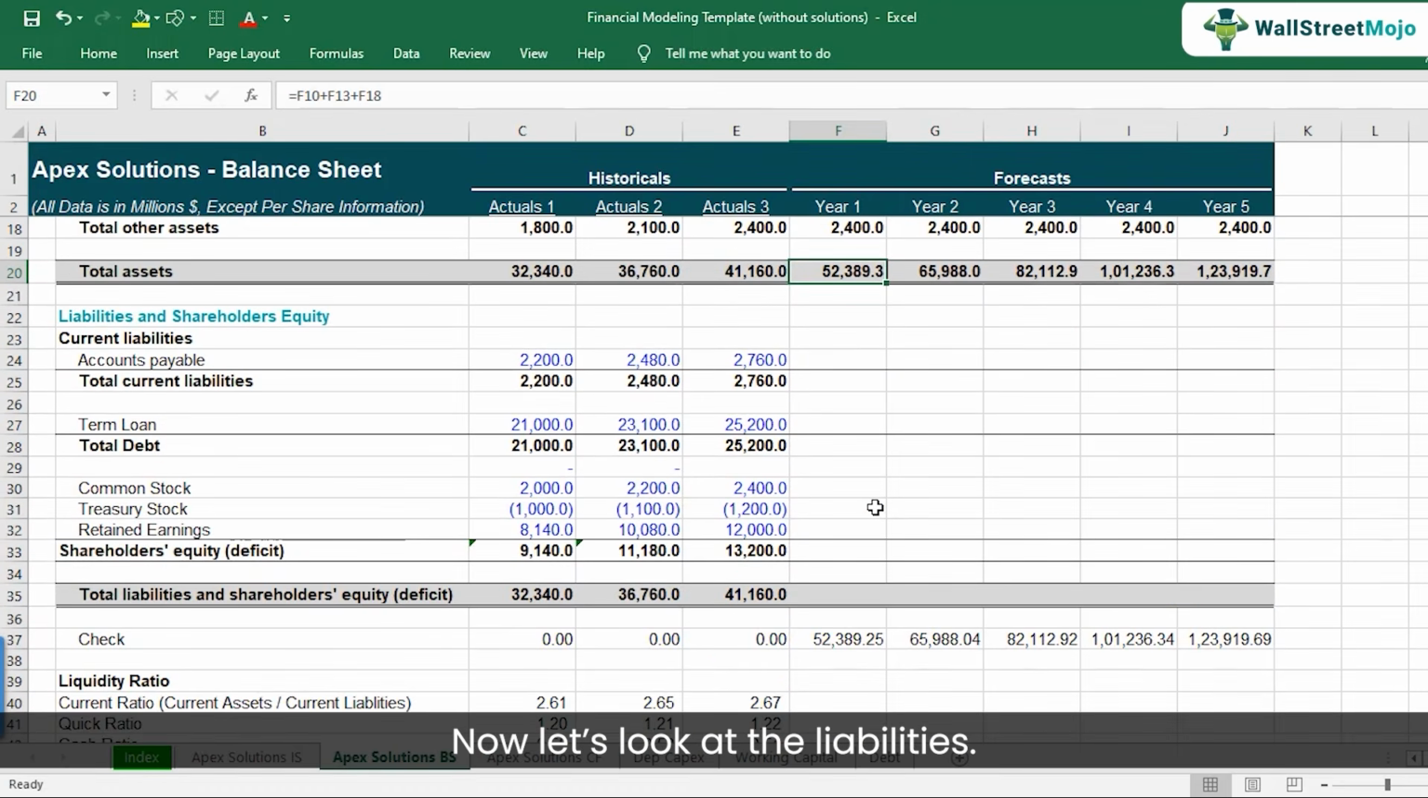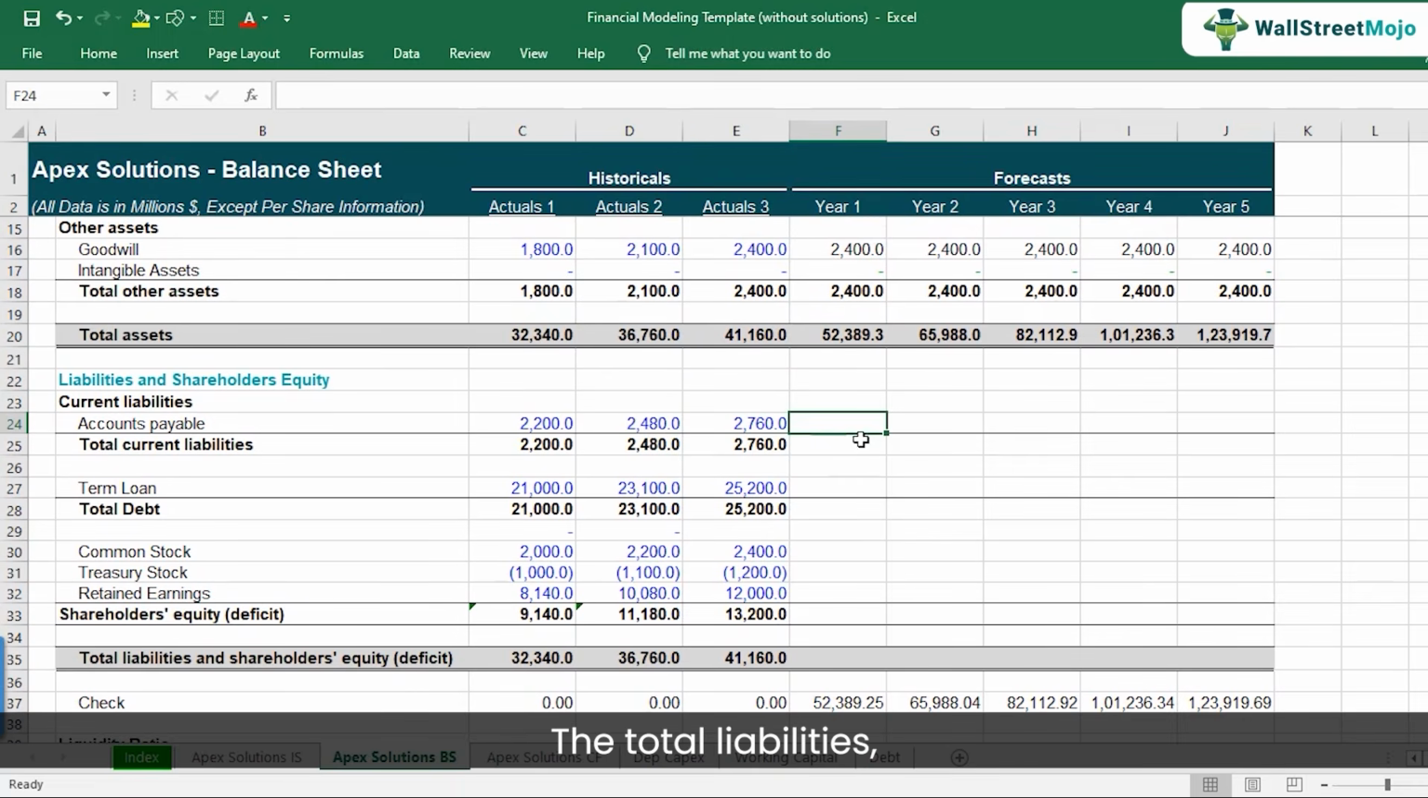So we have the total assets value. Now let's look at the liabilities. For the total liabilities, first we'll start with the accounts payables.